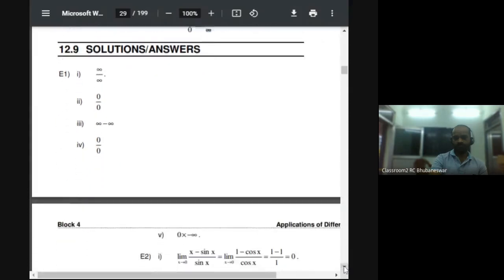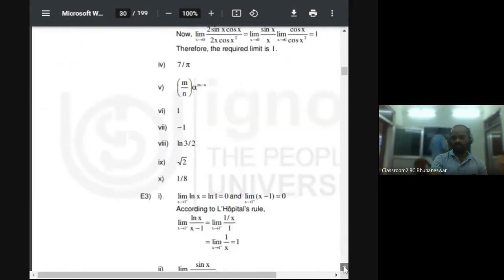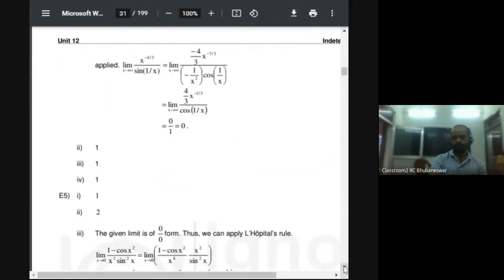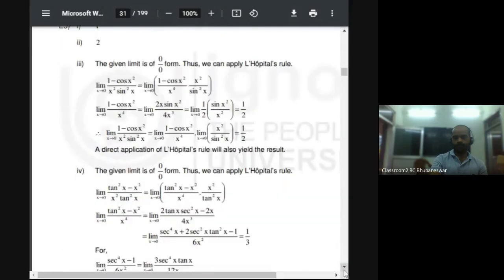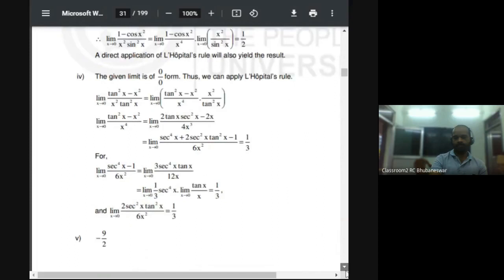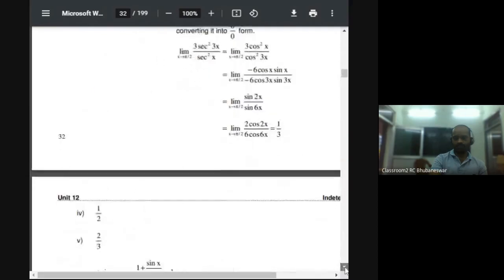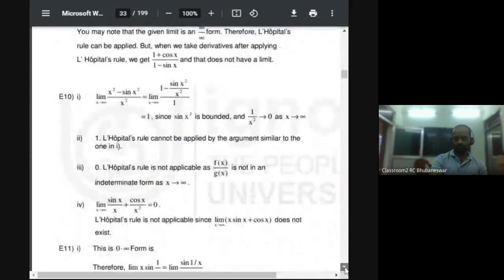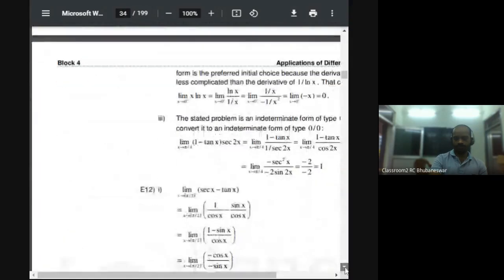So this is all from this first unit. Then in the second unit, let us see that. There are some questions and answers given in your textbook. Do you have any question? Anyone?